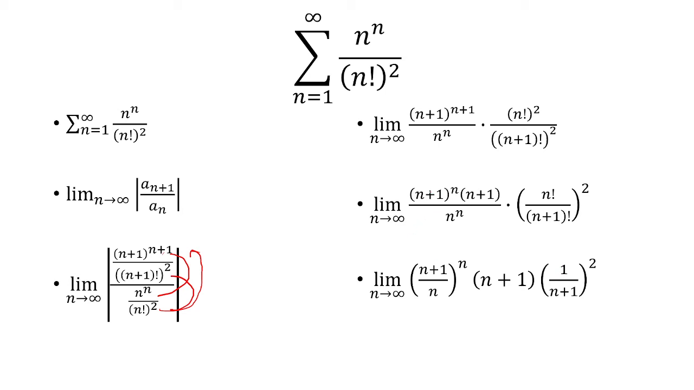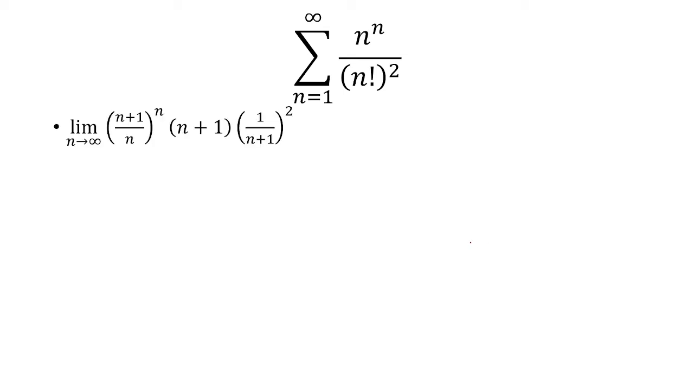Now, the n plus 1 to the nth and the n to the nth have an exponent of n. So I could just factor that out, and I'm left with n plus 1 over n. At this point, we have 1 over n plus 1 squared, and multiplying that by n plus 1, the square is going to cancel, and we're going to have 1 over n plus 1.